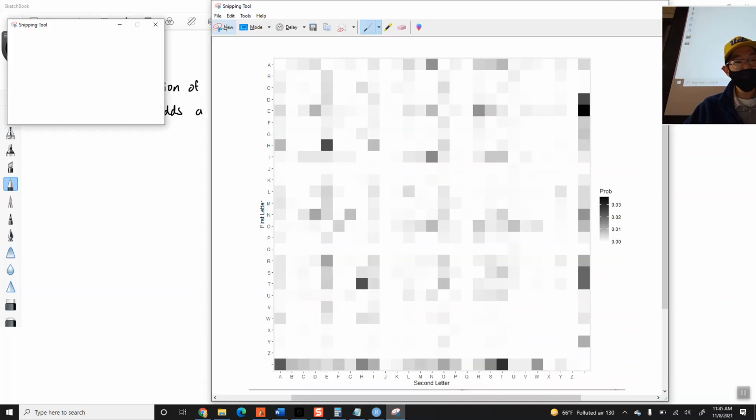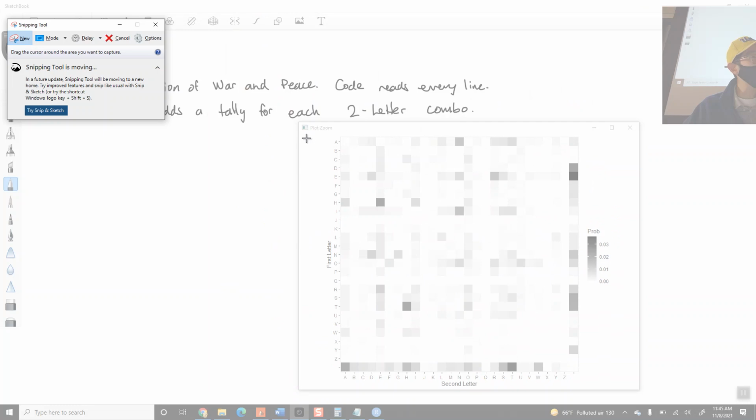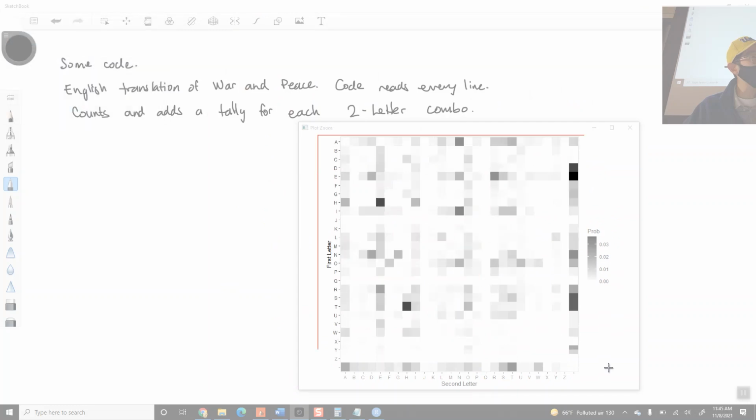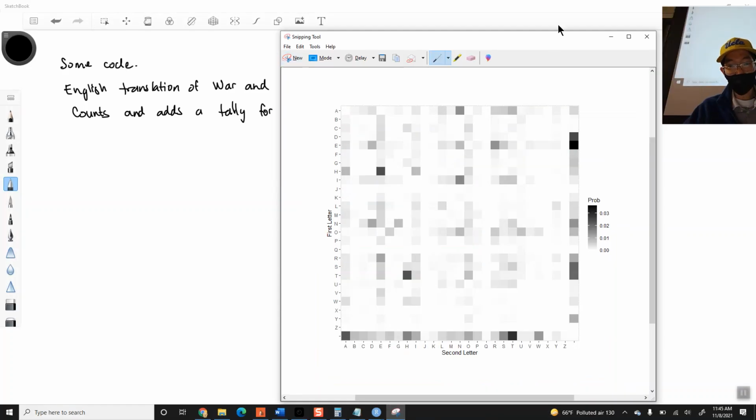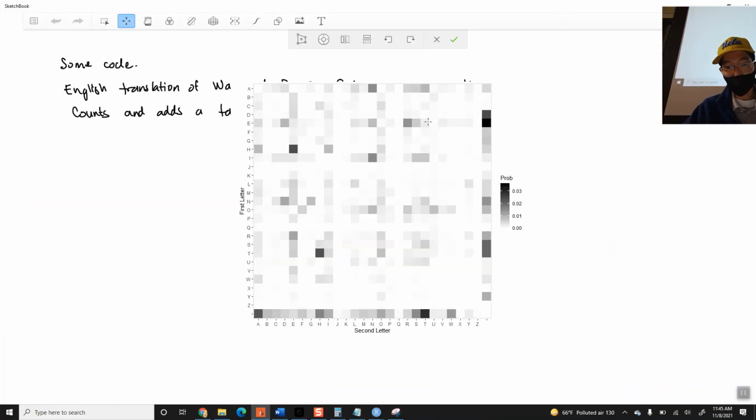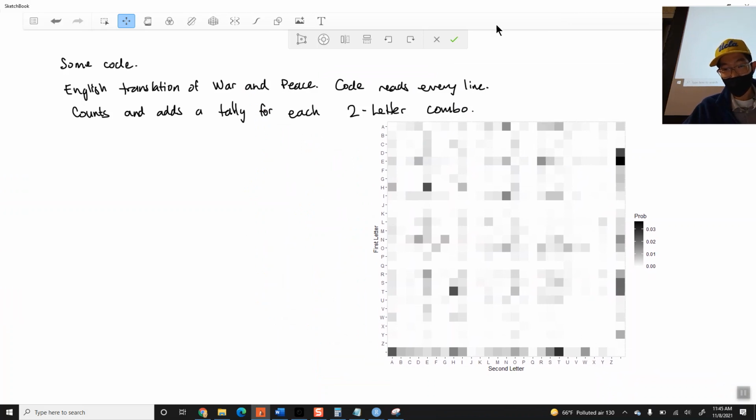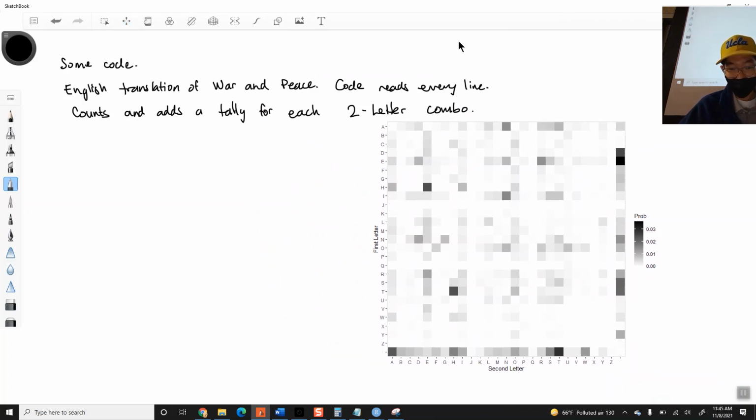So that's pretty cool, right? All right, hang on, how do I do this? So I want to do this, so this is kind of the different letter combinations that we get. So this is from reading War and Peace, which may or may not be reflective of the overall English language, okay?